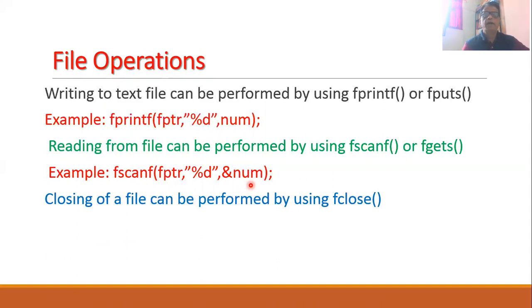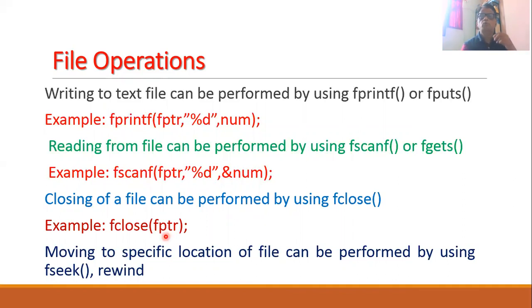Whenever you open a file in a program, it is mandatory to close a file, and closing of a file can be achieved by using fclose. So the syntax is very simple. You simply write down this function fclose, and in the bracket you need to mention the file pointer.